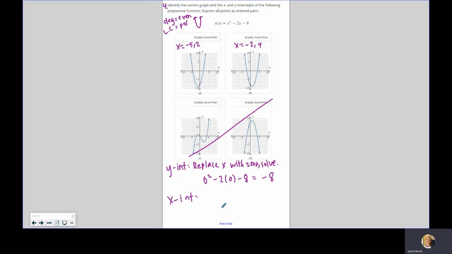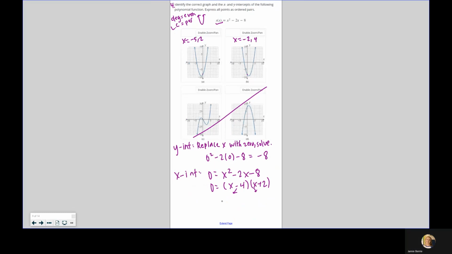All right, so let's solve this. So we know that we're replacing y, or in this case, s of x, with 0. And we're going to solve for x. All right, so we're going to factor this. So what are some factors of -8? So things that multiply to give you -8 that add to -2. Let's see, that would be like -4 and +2. All right, so set those both equal to 0. Get x equals 4 and x equals -2. So there we go. There's our answer.